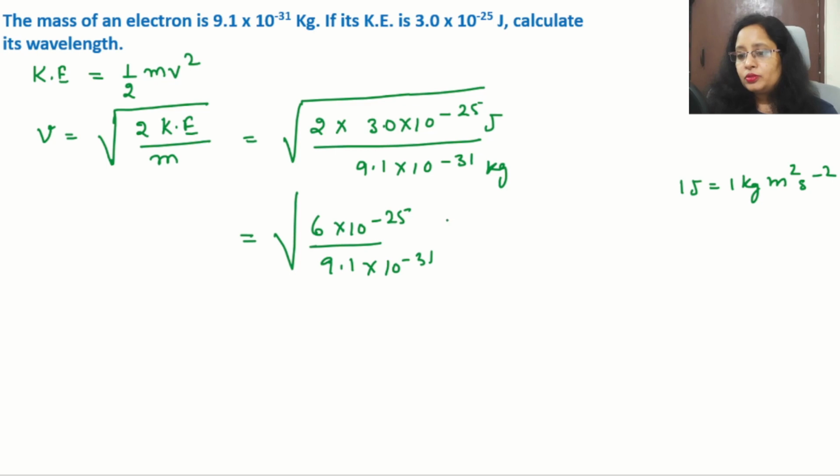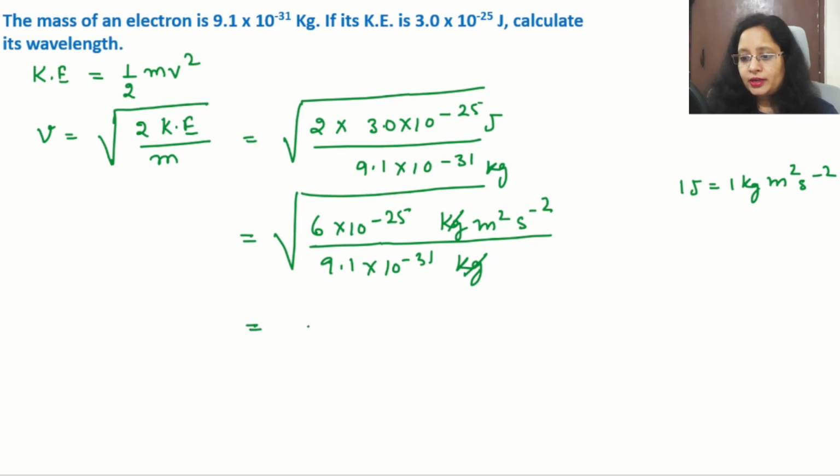Now come to the units. In place of joule we will write kg meter square second minus 2, and here it is kg. So kg will cancel with the kg, and after doing all the calculation we will get the numerical value. It will be 812 and the unit will be meter per second, because meter square and second minus 2, when we remove the under root, it will be single value meter and second minus 1. So this will be our velocity.